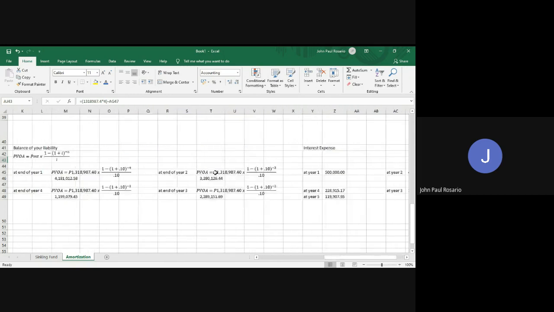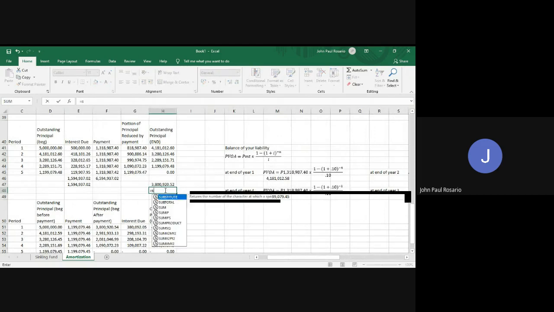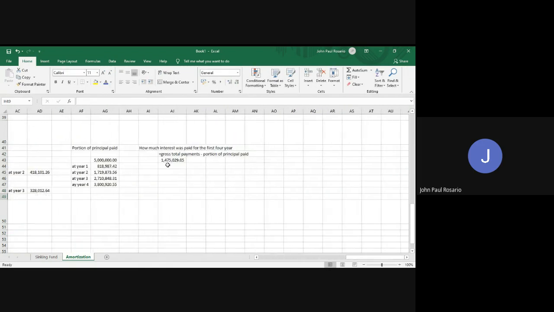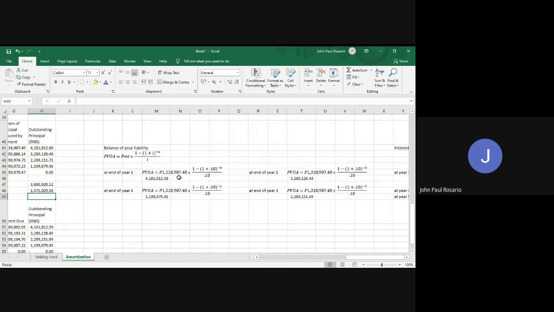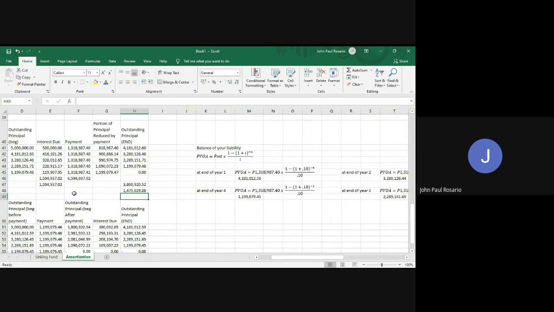So how do we check that? Here in our table, we sum, so we add our interest due: 1475029, 1475029. Okay, so that's how you solve for the items in the table without needing to construct the table itself. So through formula.